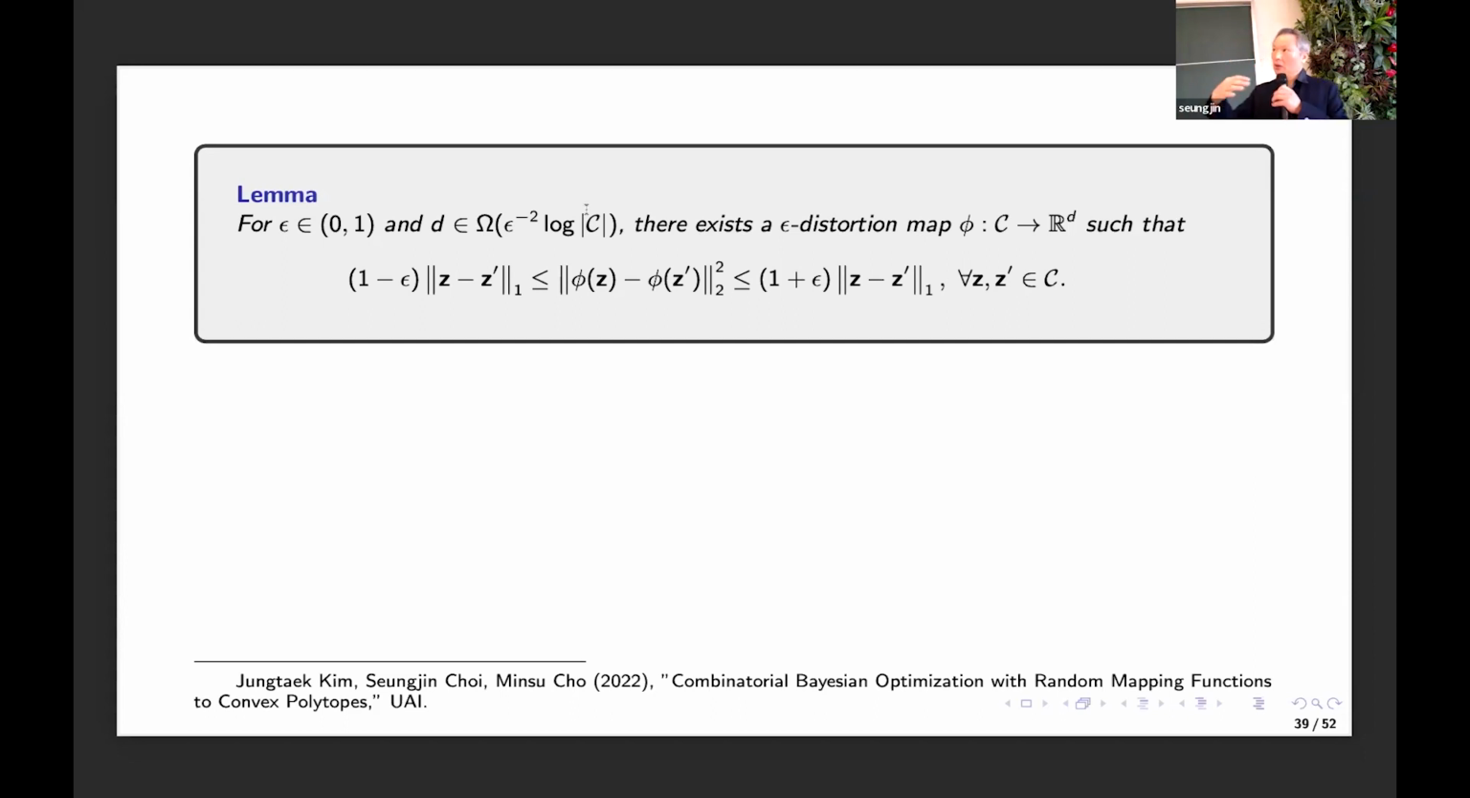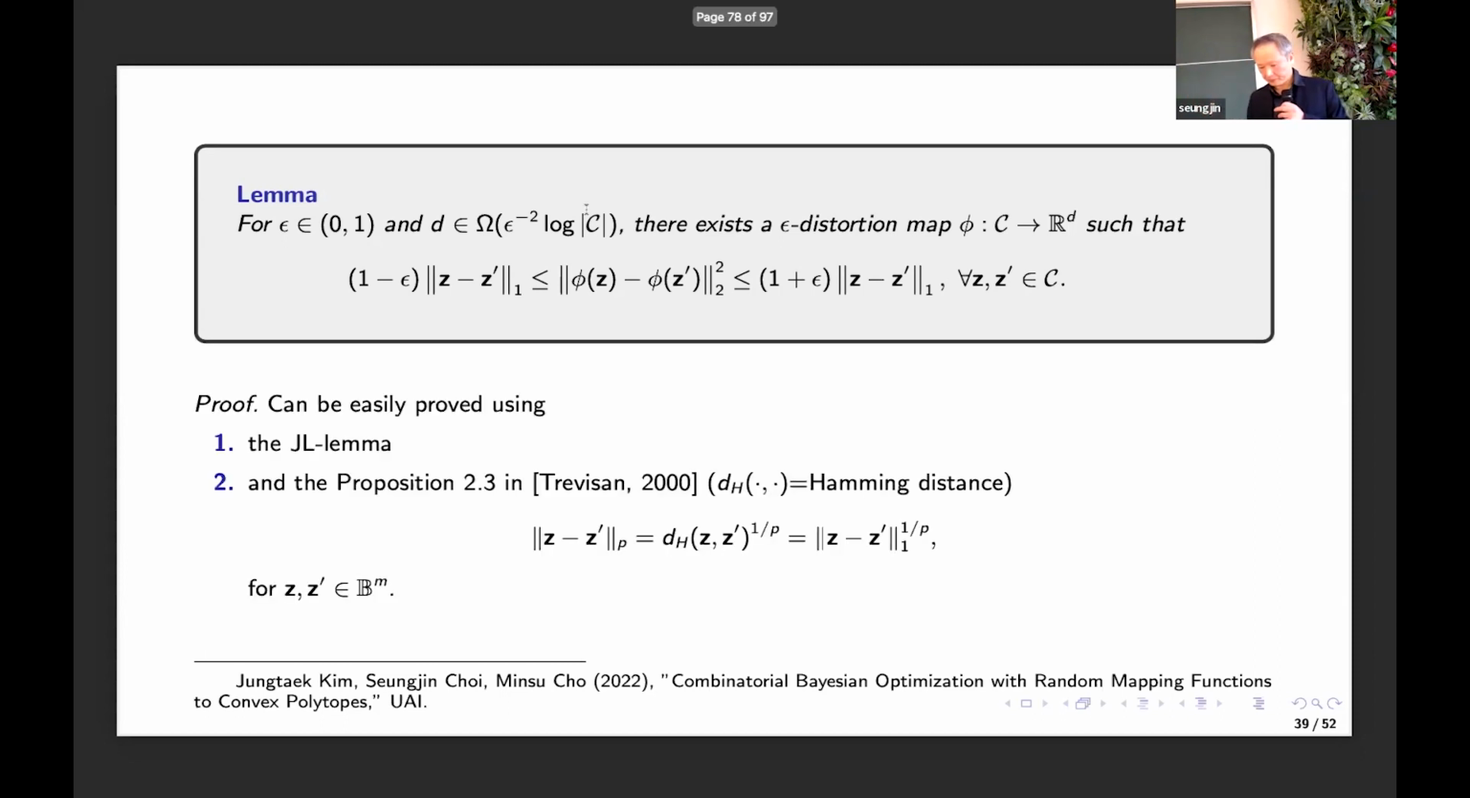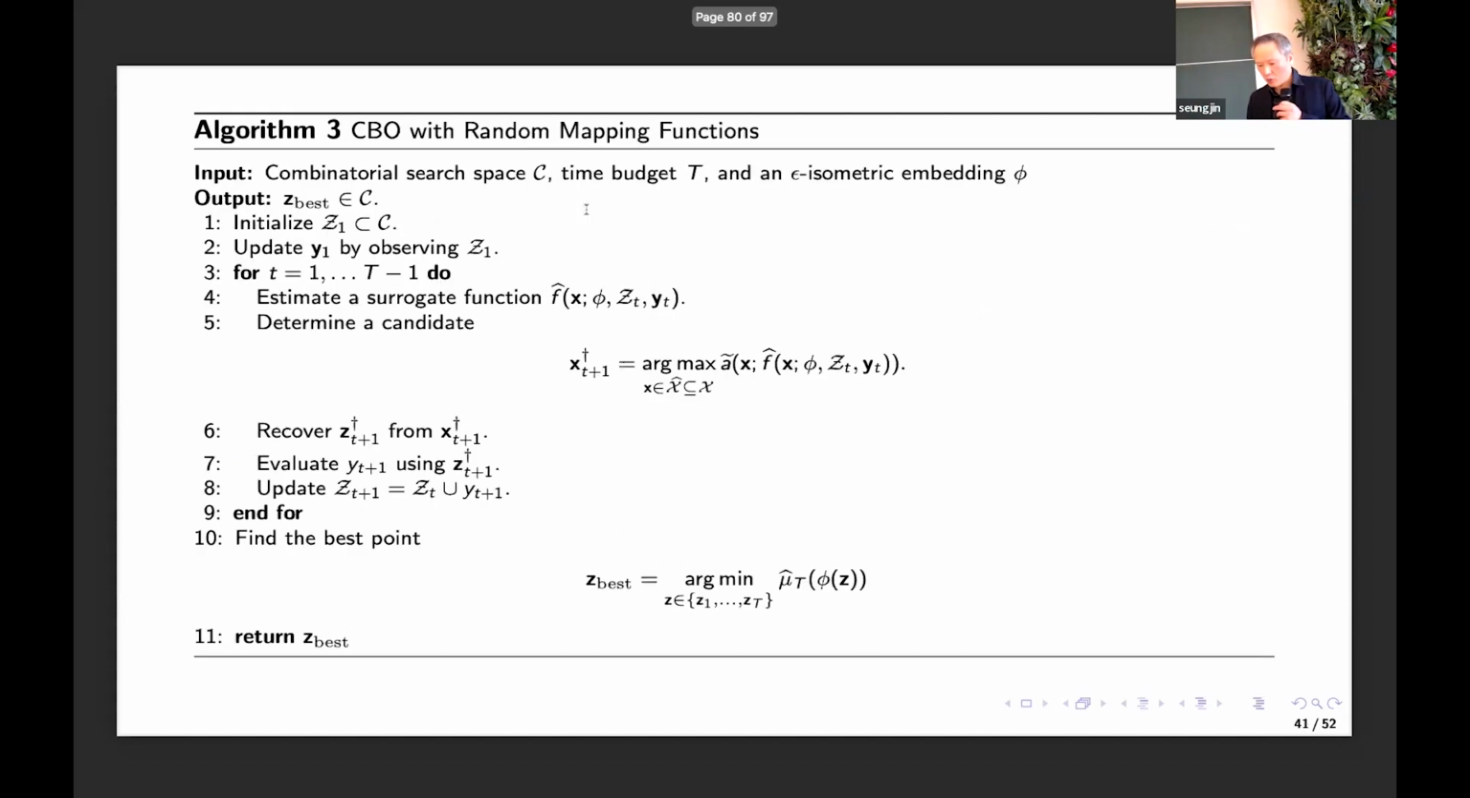So in our original Boolean space the distance is measured by the Hamming distance, but such a distance is preserved by the random projections in the Euclidean space, in the continuous space. In this way, what we can do is the random projections to embed our data points into the embedding space, and then just run our standard Bayesian optimization in the continuous space.